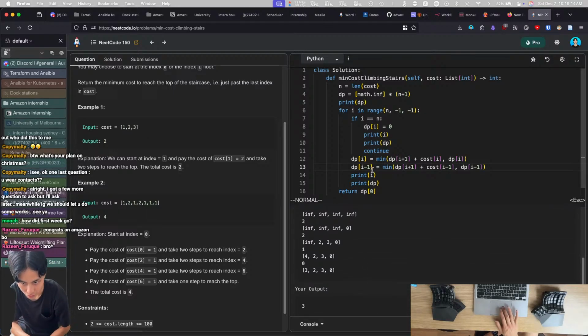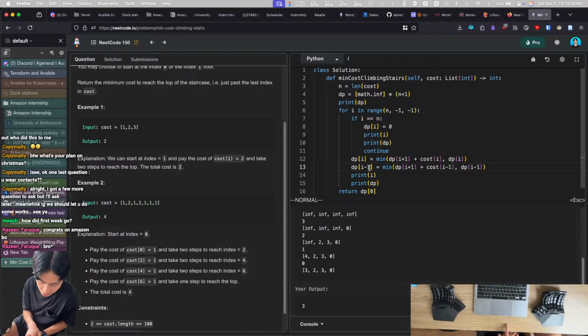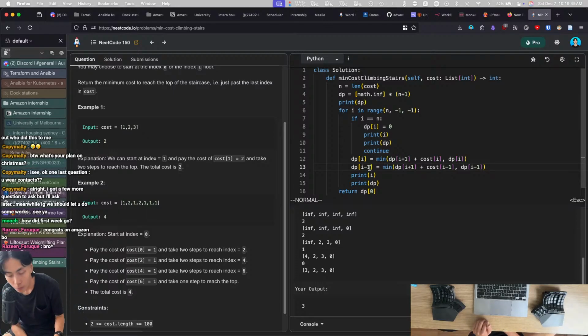Right, okay, think. So cost of I, let me think. Cost of I could go 1 step, 2 steps. Technically, how am I meant to think of this? Could go minus 1 or minus 2. I'm so close.